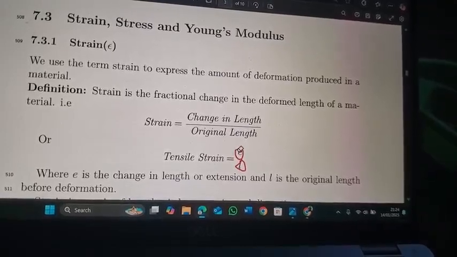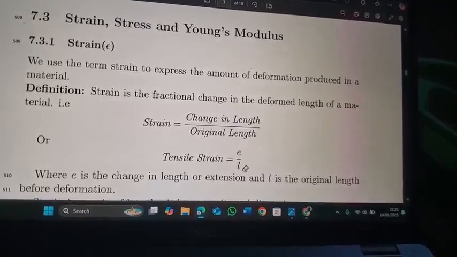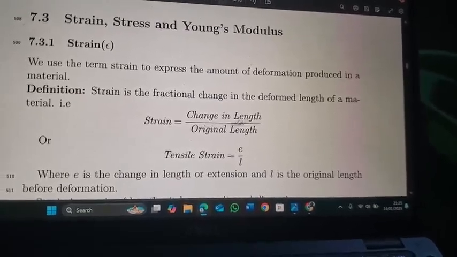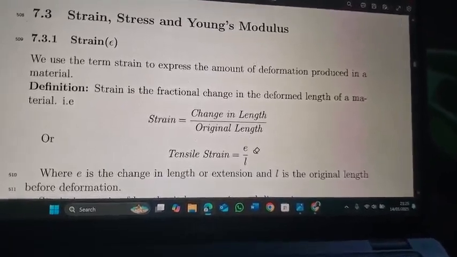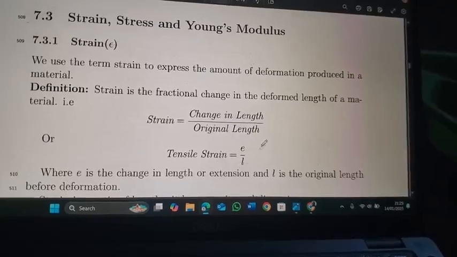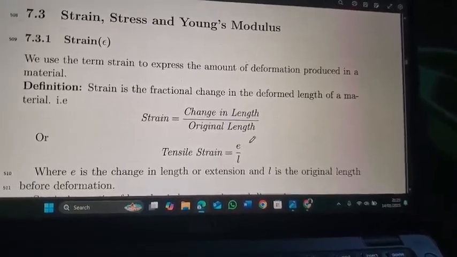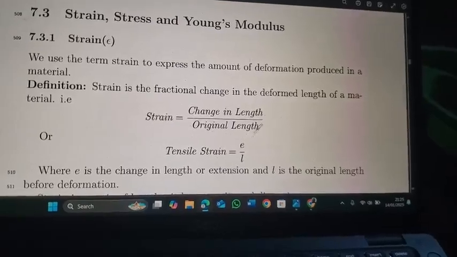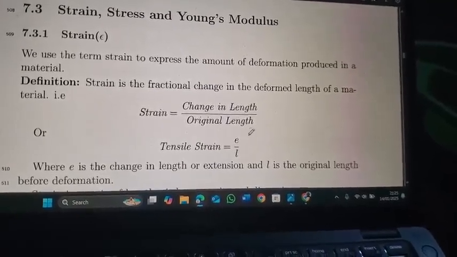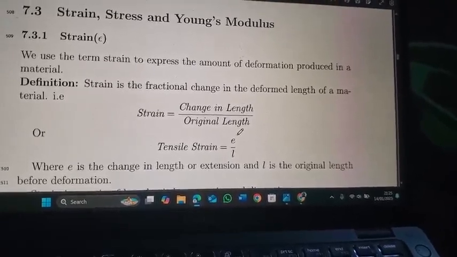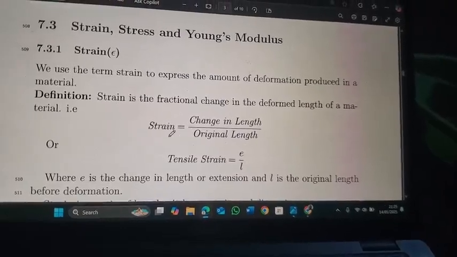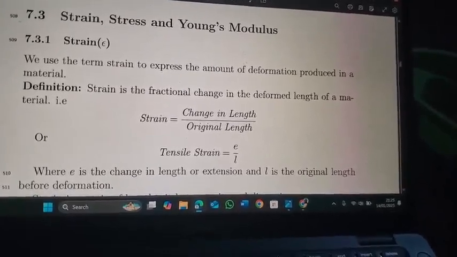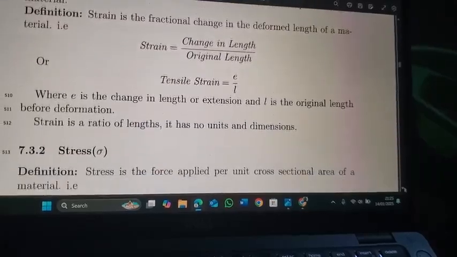So that is what strain is. Strain is a fractional change in the deformed length of a material, or it is a ratio of extension to the original length of the material. You can define it using any of these. In physics, when you don't know a definition but you know a formula, it is allowed for you to write the formula and then you define all the terms that are in the formula. That is also a definition. When you are asked to define strain and you have forgotten the definition, just write strain is equal to change in length out of original length of an elastic material. You have finished defining strain.